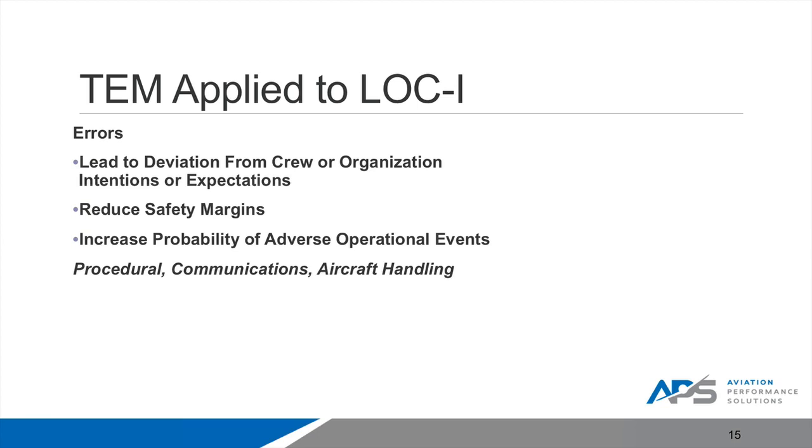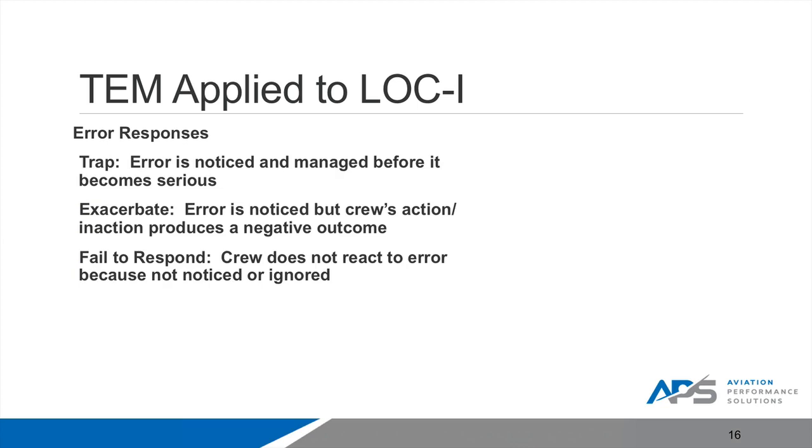How pilots respond to an error directly impacts the outcome of the event. First, the error must be detected, as an error that is not detected cannot be managed. If the error is detected and dealt with properly, it should result in what is known as a trap. The situation does not become serious. If the aircrew's action or inaction after noticing an error makes the situation worse and produces a negative outcome, that's considered an exacerbate. And a fail to respond is when the crew does not react because the error either is not noticed or is ignored.